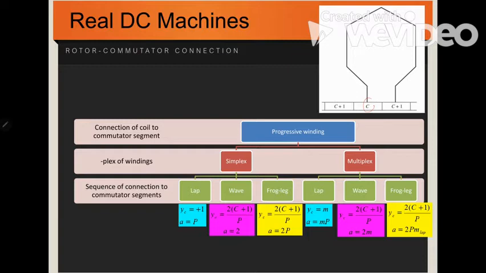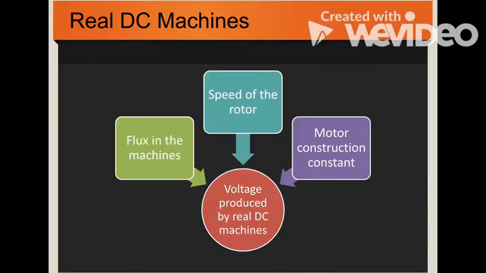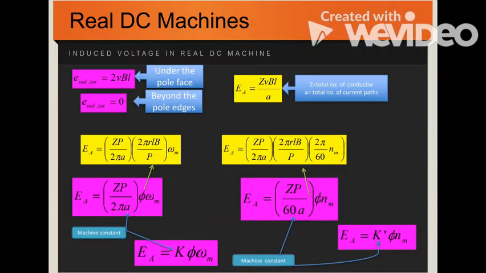So what you see here, there are a few variables. C is the number of coils, of course, as we saw just now. P is the number of poles. A is the current path. We can see from here A is the total number of current paths.